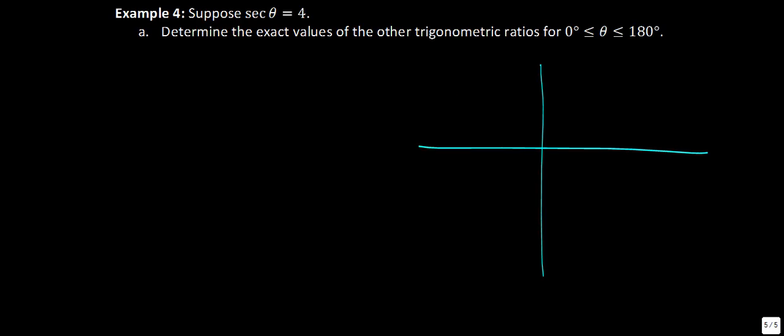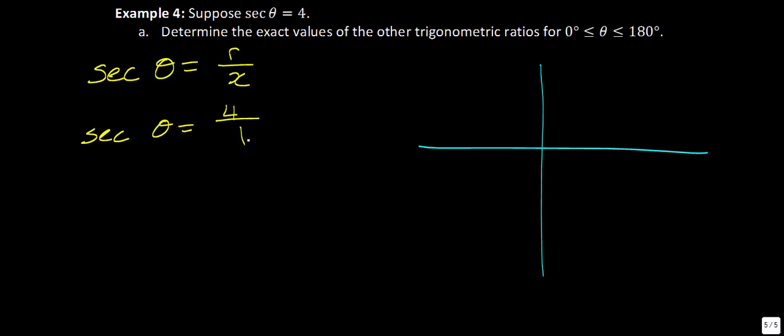So the first thing I get you to recall is what the secant ratio is. On the previous page, we learned that secant of theta is equal to r over x. And because we know that secant theta is equal to 4, it would follow that r must be equal to 4 and that x must be equal to 1 like so. So if we were to express this on our grid, we could draw our picture such that r is equal to 4 and the x coordinate is equal to 1. We could determine what the y coordinate is going to be. So let's go and do that first.